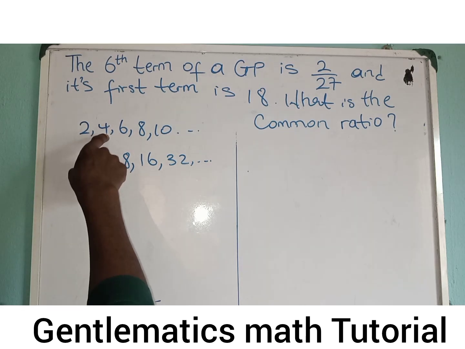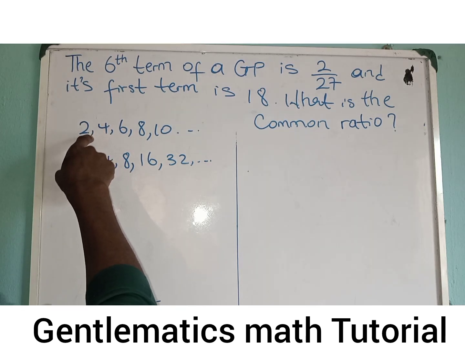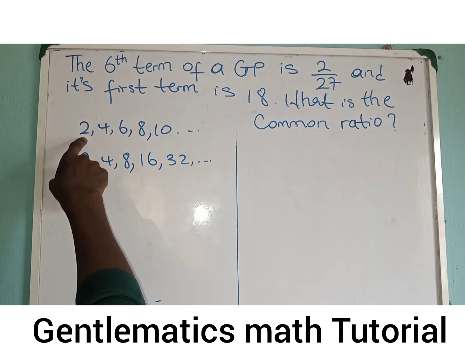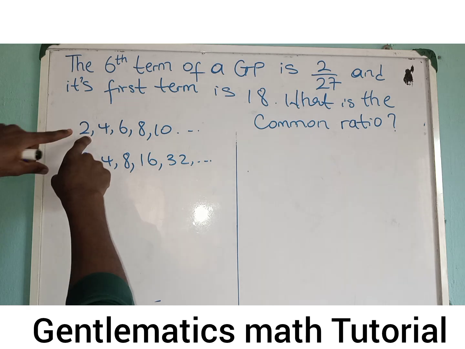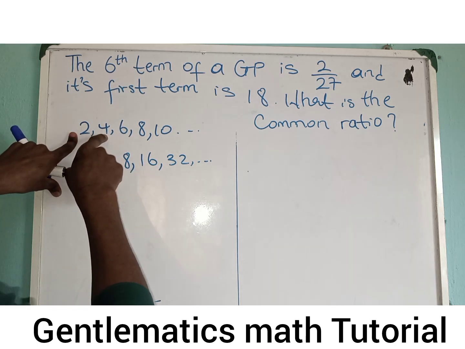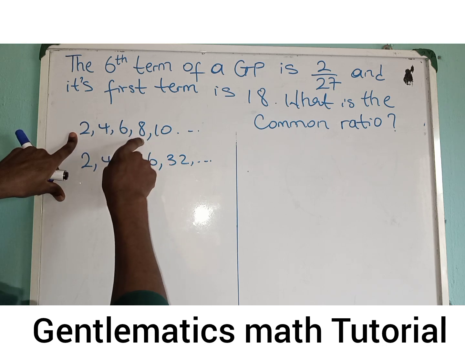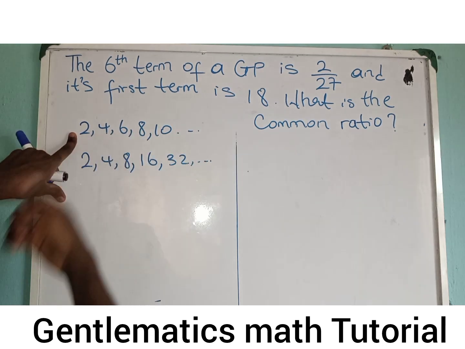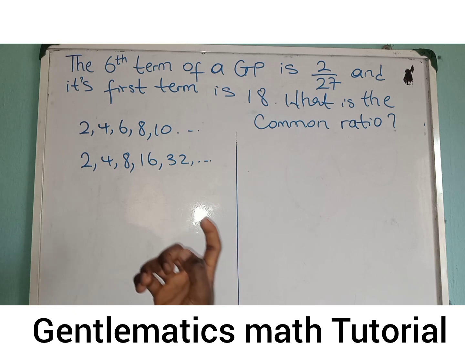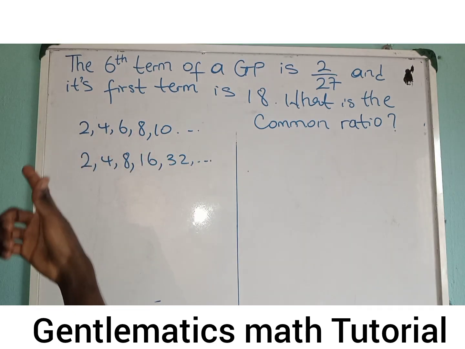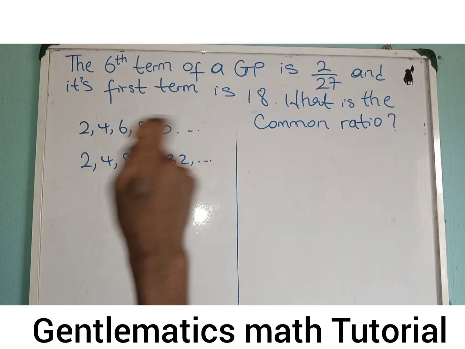Now look at the first one. If you subtract the first one from the second one, you have 2. What do I mean? 4 minus 2 will give you 2. Also, if you check, 6 minus 4 will give us 2. 8 minus 6 will give us 2. 10 minus 8 will give us 2. You see that they have the same common difference. Once they have the same common difference, we call it an AP, arithmetic progression.